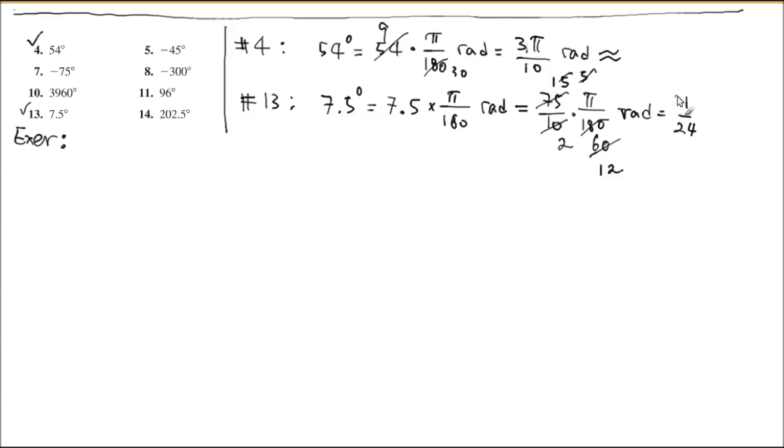But pi was there, so I would rather put pi there on radian. So WebAssign might need this answer in exact form. But you can multiply 7.5 by pi and divide by 180 and get a numerical answer. That will be approximate solution.